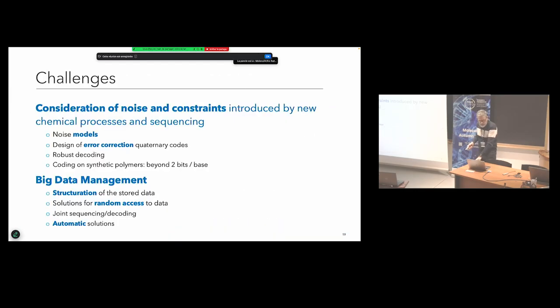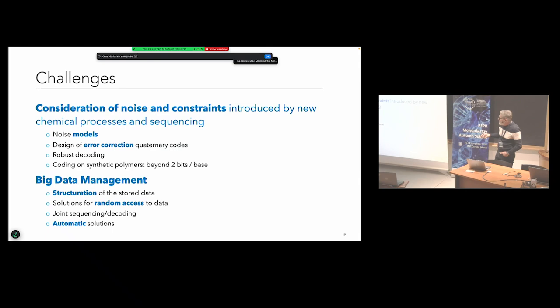So what are the challenges in data storage? The first one, which is very important, is consideration of noise and constraints, especially the noise and the constraints introduced by new chemical processes and sequencing. Because in the future, if you want to store at high speed and have a high-speed writing process, we will introduce noise in the synthesis, and we have to be able to define some models for this noise. So I think it's a very important activity.